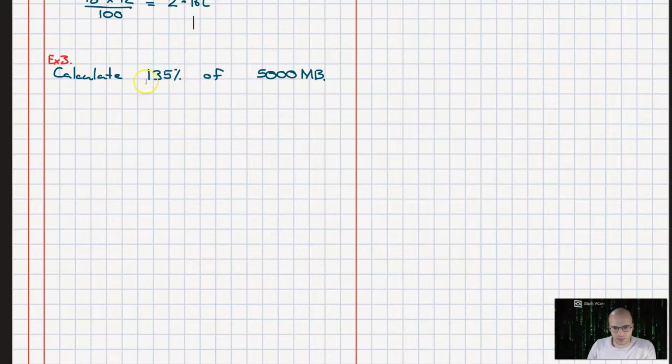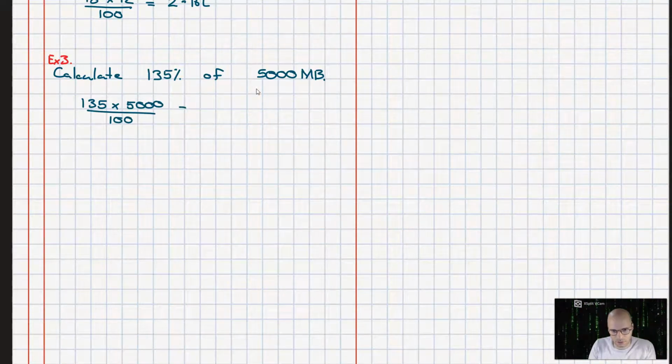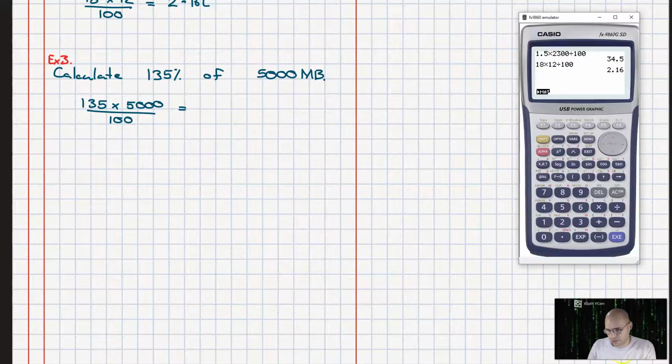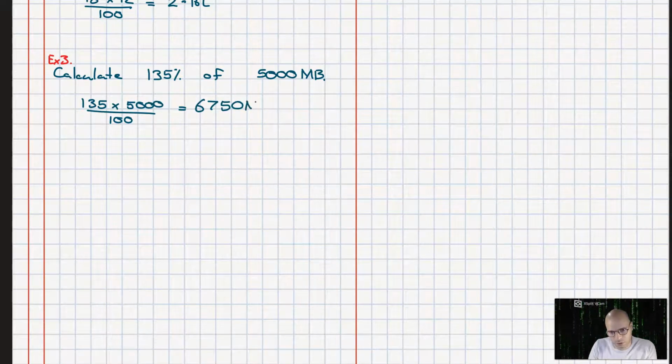Now example 3, we have 135% of 5,000 megabytes. We're going to use the exact same method we've used in the first two examples. So we go 135 multiplied by 5,000. That's all over 100. Putting it together, 6,750, and that will be recorded as megabytes.